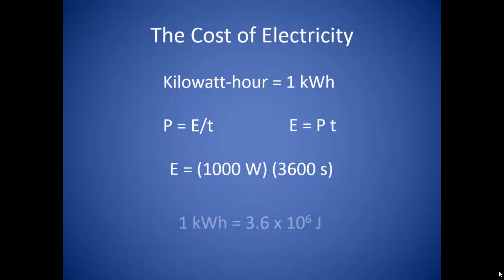We can determine the exact amount of energy by taking 1,000 watts and multiplying it by 3,600 seconds. So 1 kilowatt hour is equal to 3.6 times 10 to the 6th joules of energy.